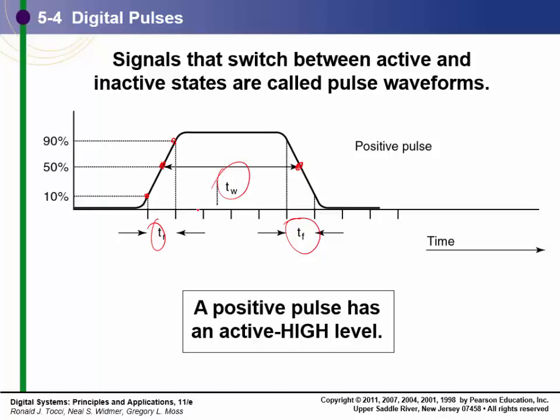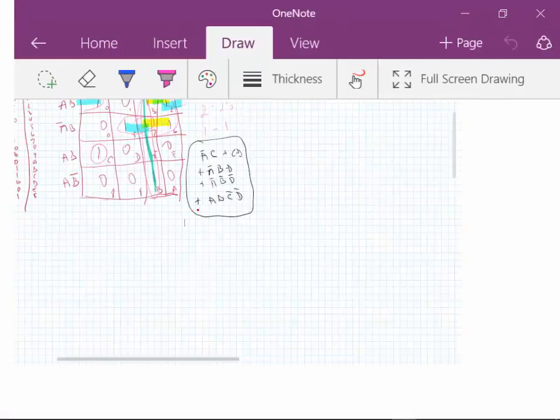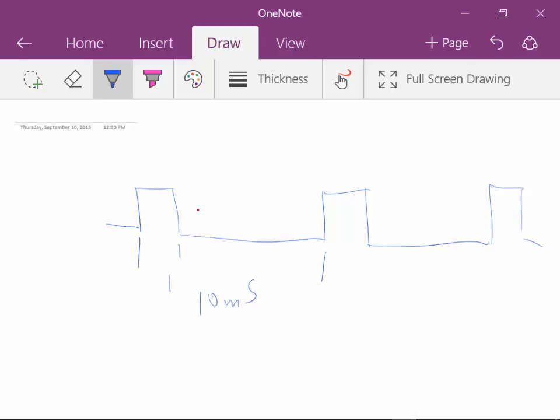Now, if we're looking at a periodic signal, we may also have something called duty cycle. A duty cycle is defined by, if I have a pulse like here, and we'll say that this is 10 milliseconds and this is 1 millisecond. It's going to be 1 millisecond over 10 milliseconds times 100%. So this is a 10% duty cycle.